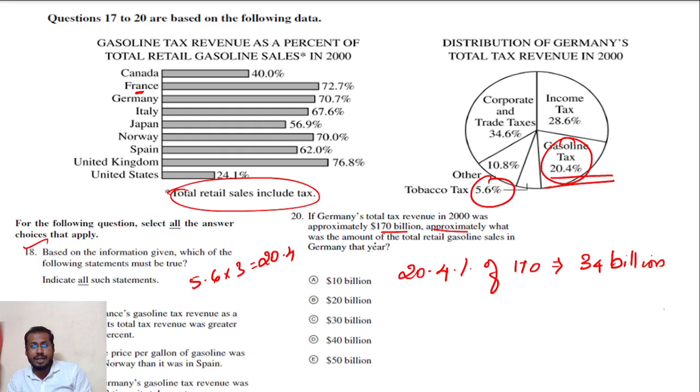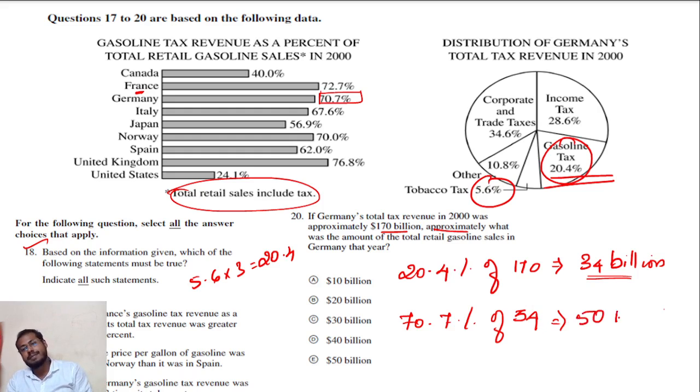So approximately what was the amount of total retail gasoline sales in Germany that year? So total retail is nothing but 70.7. So in the first diagram I need to take 70.7% of this 34 billion, right? So from this, around, I will get, see, 70, 35, half, right? So 50 billion. Okay, 50 billion is the approximate value I got. So option E is the right answer. So this is the concept of the 4 questions, right?